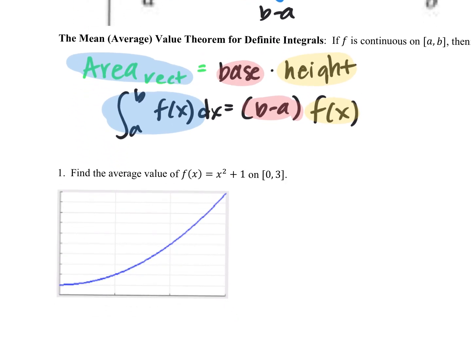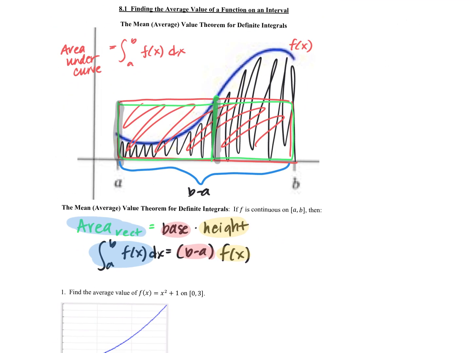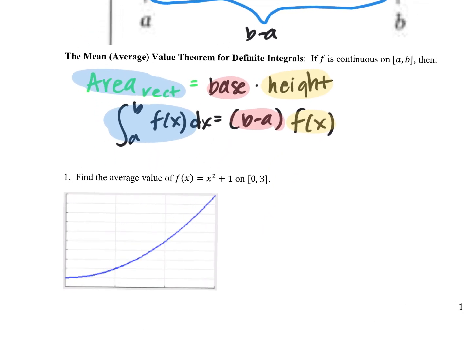What AP loves to ask for is what is that value right there? What is that average value? What is the value on my function? They want f of x by itself. How could I get f of x by itself in this equation here? Divide out the b minus a. Exactly. You guys, if I divided out my b minus a, it'd cancel right there.